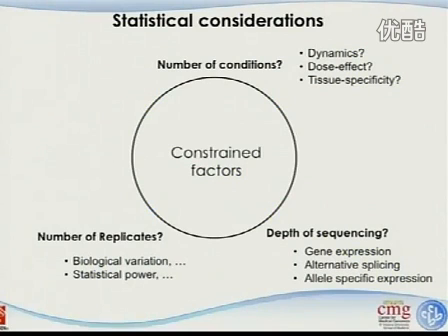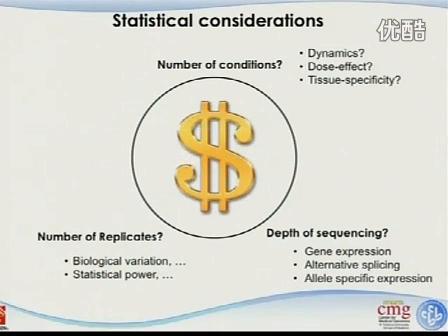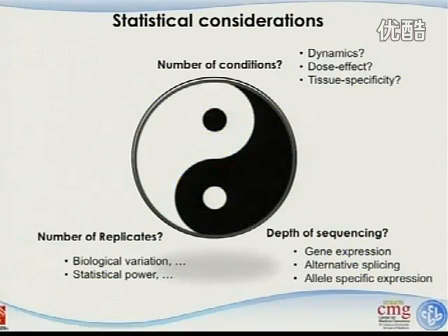But the problem is we have constraint factors here, right? We have only limited funding that doesn't allow us to do a lot of things. So you really need to strike a certain level of balance in the statistical design part. You want to spend your money wisely.